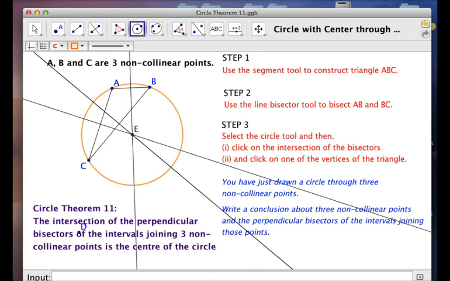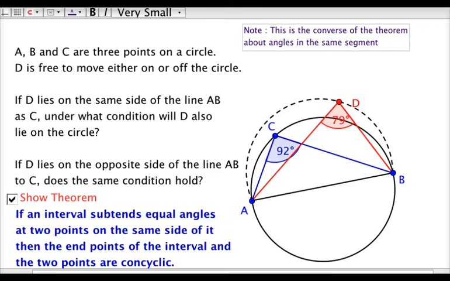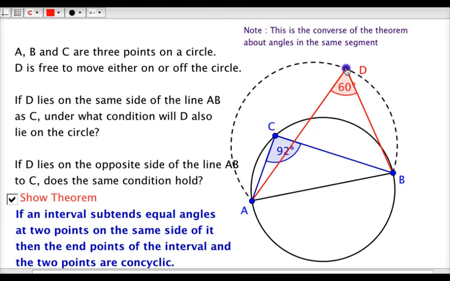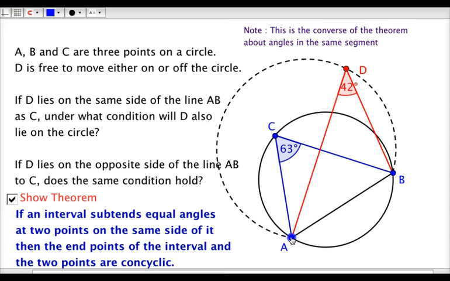I'm pausing the video now. Okay, this is Circle Theorem number 12. Now, notice this point D is off the circle. So I've got ABC are 3 points on a circle, and D is free to move either on or off the circle. Now I'm going to move A and B a bit closer together.